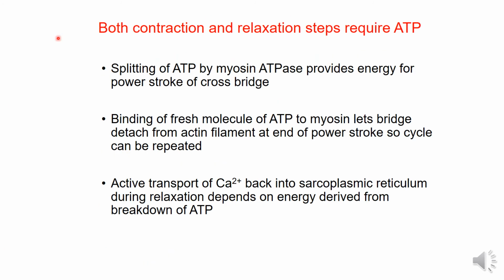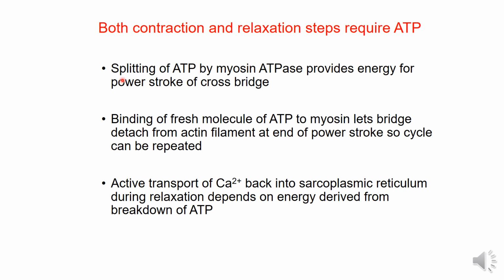Both contraction and relaxation are active, as both of them require ATP. Splitting of ATP by myosin ATPase provides energy for the power stroke of cross bridges. Binding of a fresh molecule of ATP to myosin lets the bridges detach from the actin filament at the end of the power stroke, so the cycle can be repeated. Active transport of calcium back into the sarcoplasmic reticulum during relaxation depends on the energy derived from the breakdown of ATP. So, both contraction and relaxation need ATP.